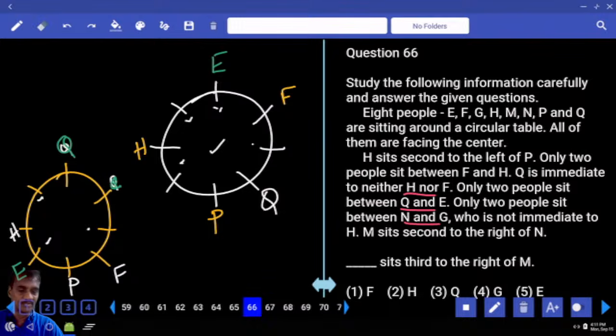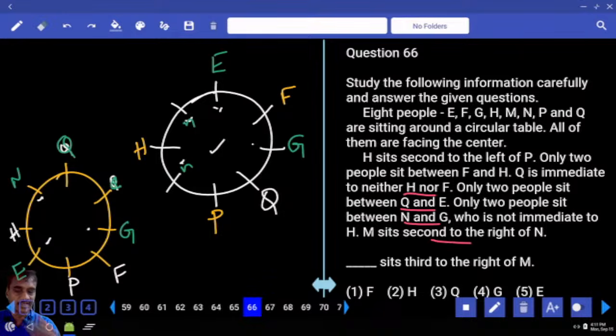And only 2 people between N and G. N and G, how many? There must be exactly 2 people. G is not an immediate neighbor to H. G is not an immediate neighbor, G is here. G is here, and only 2 people between N and G. N and G, there are exactly 2 people. N is here. Now, N and G, there are exactly 2 people. N can be here or N can be here, 2 possibilities.